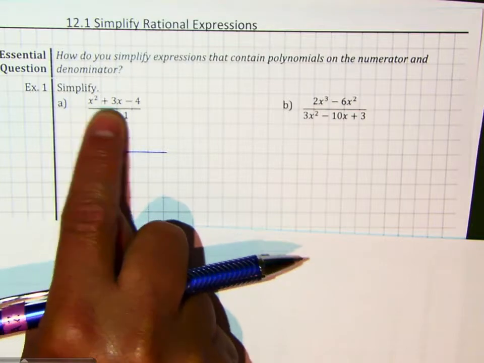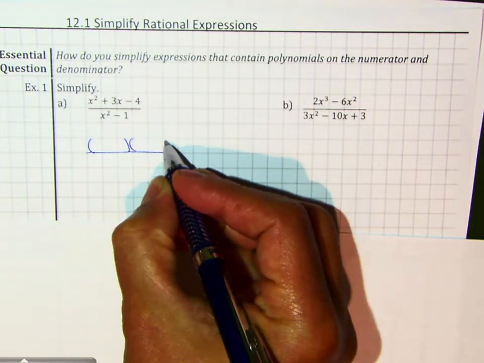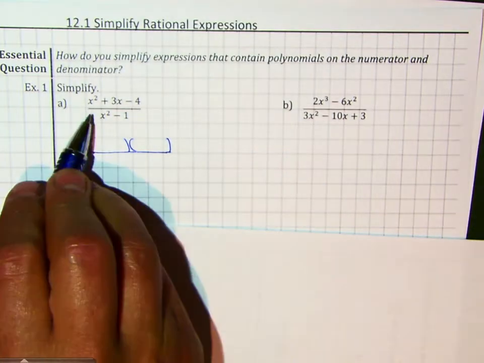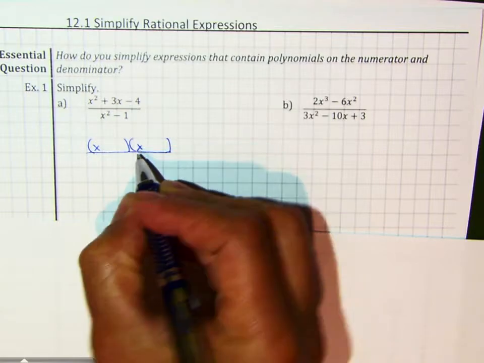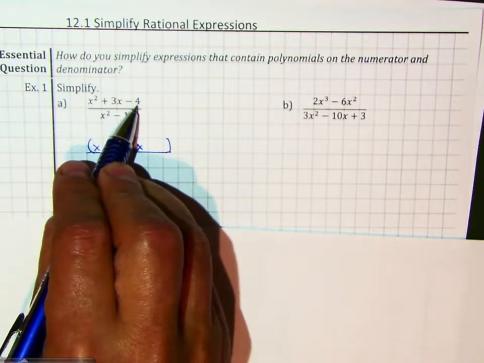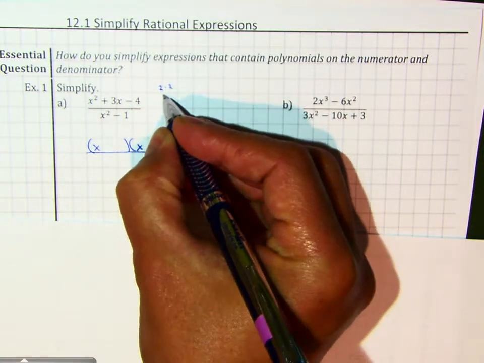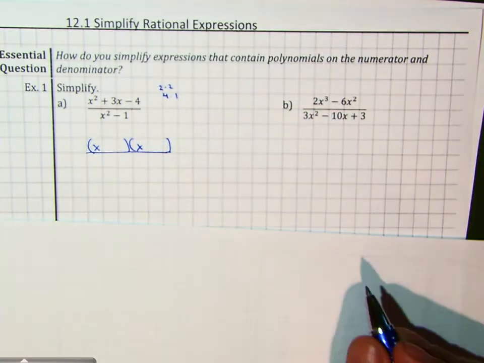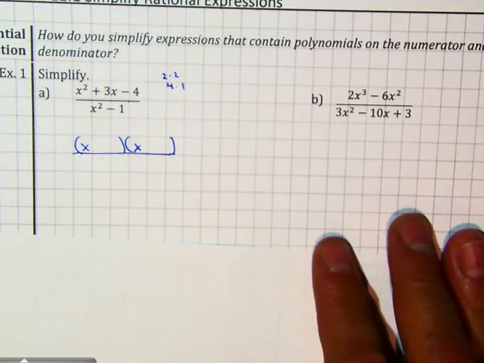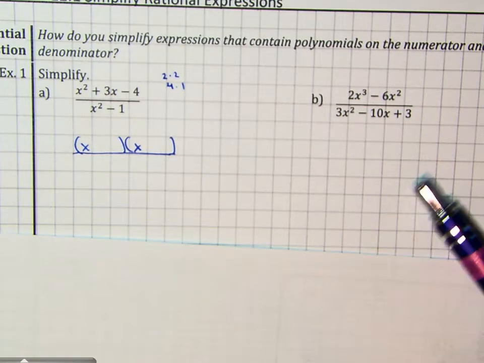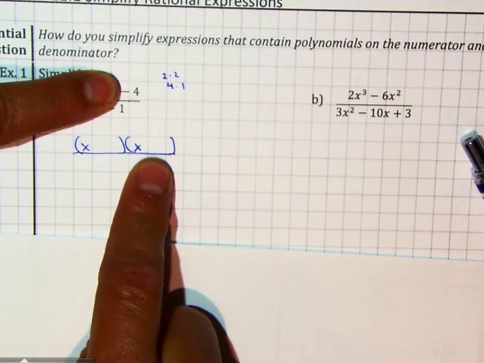So we have 1, 2, 3 terms. So I'm going to use my double parentheses. And factors of x squared will give me x and x. Factors of 4 will give me 2 and 2 or 4 and 1. Only one of them is going to work, and you need to be able to decide which one. Remember that that's a negative 4. So one of them should be negative, the other one should be positive.